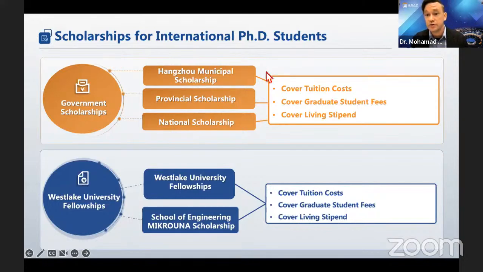But for the first year, it'd be the Hangzhou municipal scholarship, and it covers tuition costs, would cover your graduate student fees, and also has a living stipend. But this might be where you want to consider living on campus, or you can also live off campus. As far as the stipend goes, it will go much farther if you decide to live on campus. It's quite cheap to live on campus.